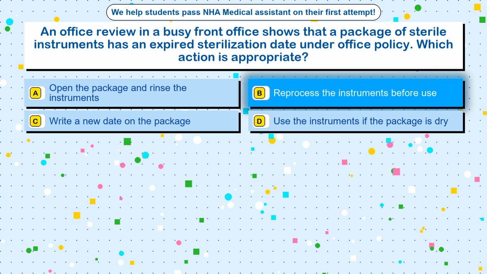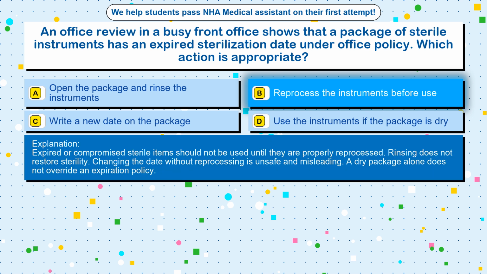The correct answer is option B, reprocess the instruments before use. Expired or compromised sterile items should not be used until they are properly reprocessed. Rinsing does not restore sterility. Changing the date without reprocessing is unsafe and misleading. A dry package alone does not override an expiration policy.